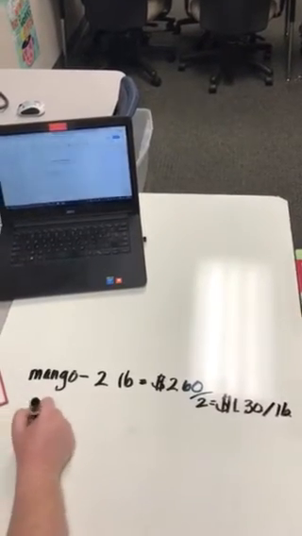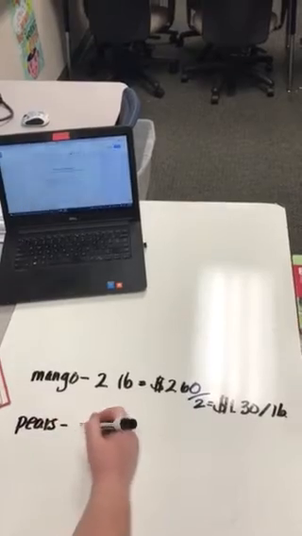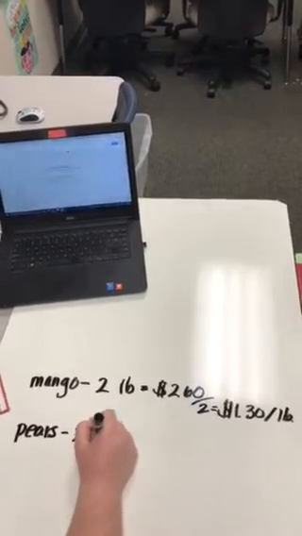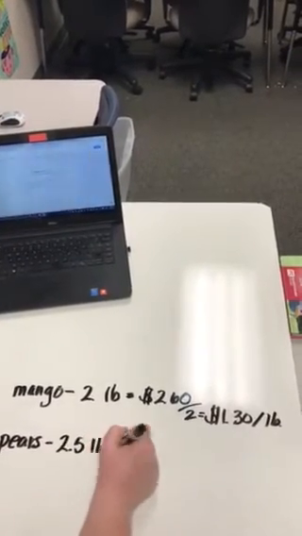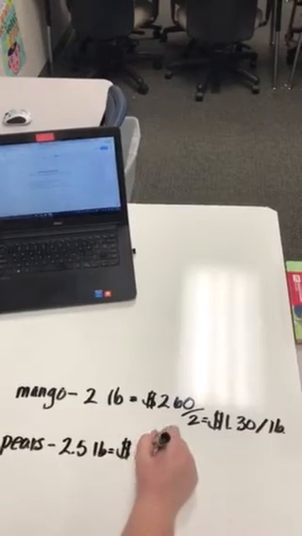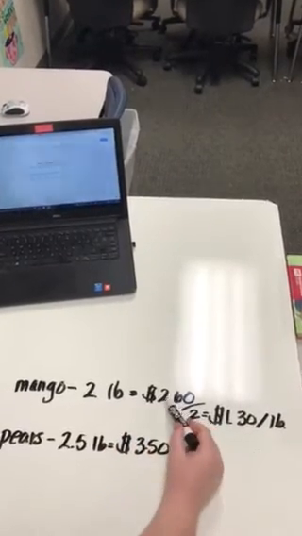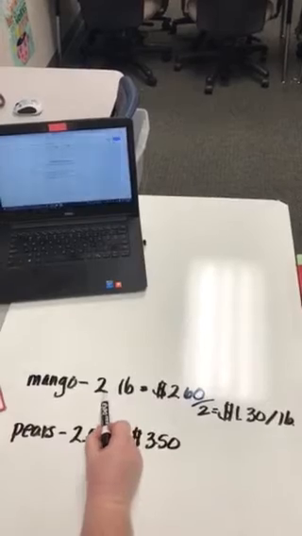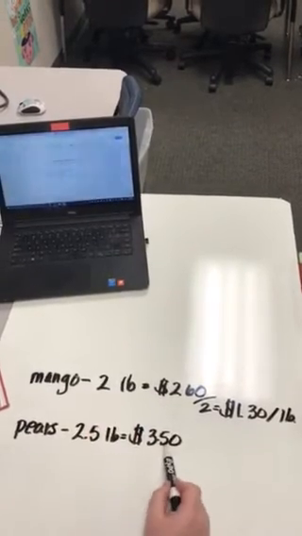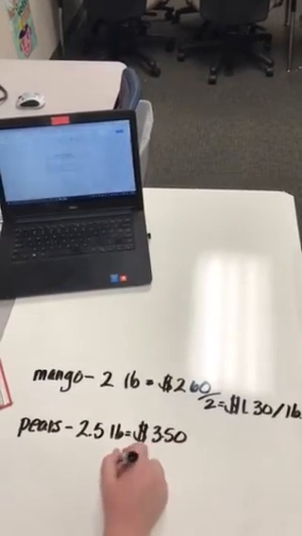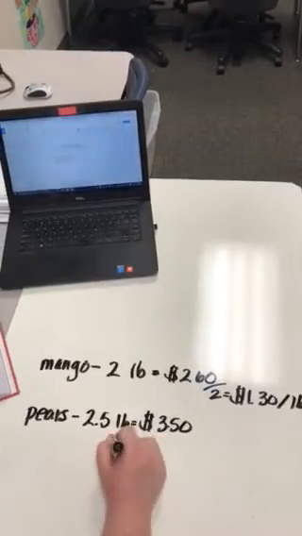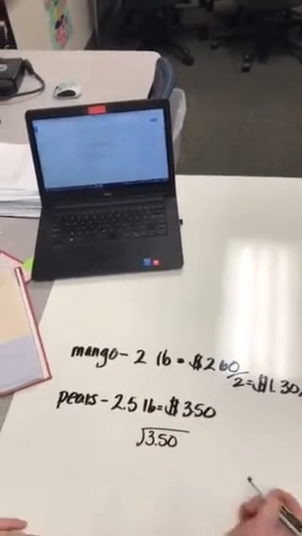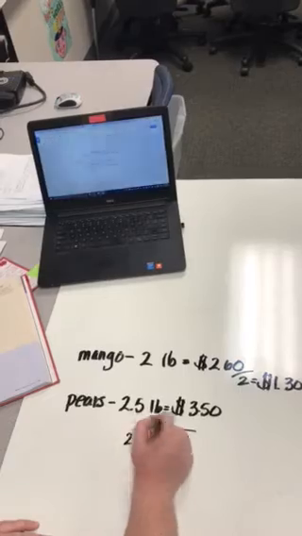Okay, the next one is pears. It's 2.5 pounds for $3.50. Okay, well, what did we do here? We took this dollar amount and we divided it by the amount of pounds purchased. So we're going to do the same thing here. So it's a perfect review for dividing decimals. So we're going to take $3.50 divided by the 2.5.